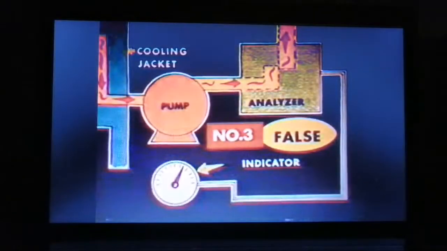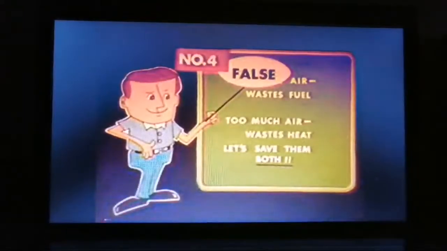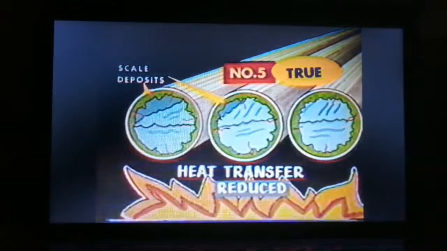The amount of oxygen in the flue gas is usually used as the indicator of correct combustion, not the hydrogen. 3 is false. Fuel, not heat. 5 should be marked true. Analysis of boiler feed water is important to preventing heat transfer reductions caused by scale and slime in the tubes.